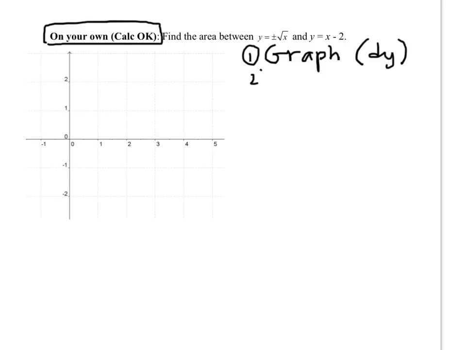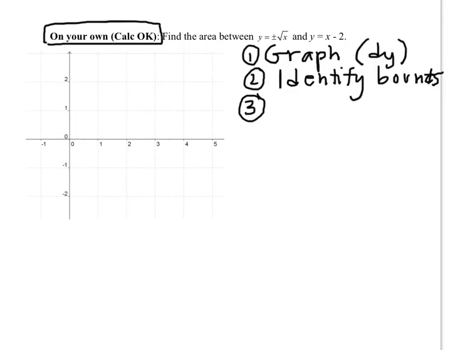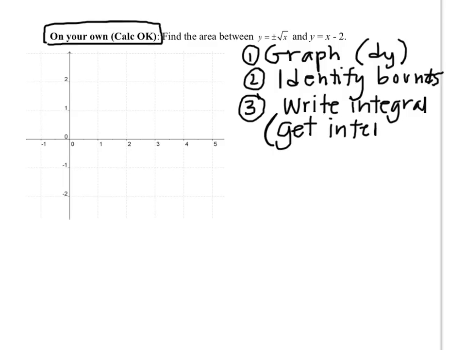Second thing I want you to do is identify your bounds. Remember, that's where the guys intersect. Step number 3 is to write the integral. Remember, everything is in terms of y. So that means solve all those equations and get x alone.